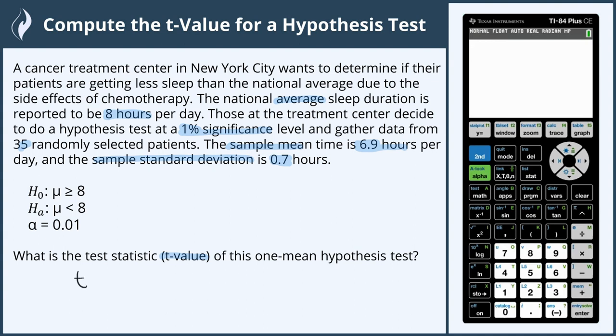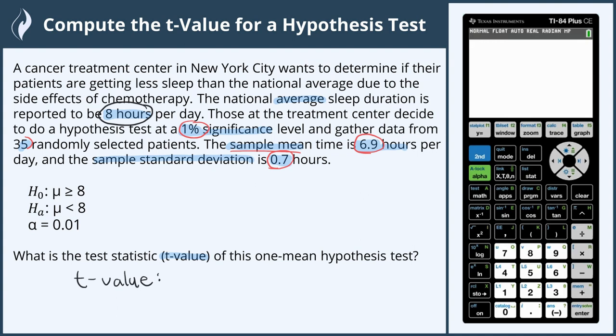We are looking for the t-value, and we were given some information from the question above. We have that the mean is 8 hours per day, a significance level of 1%, 35 randomly selected patients, a sample mean of 6.9 hours, and a sample standard deviation of 0.7 hours. Let's go ahead and write those out.